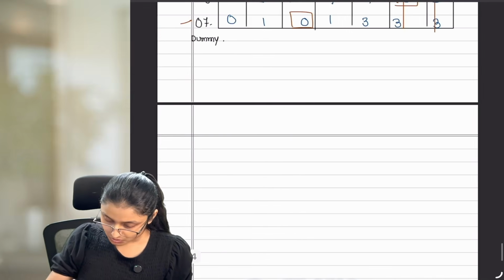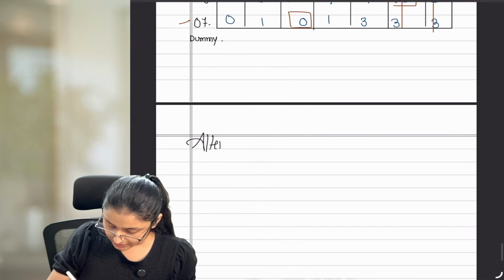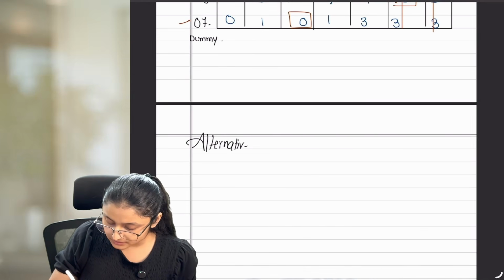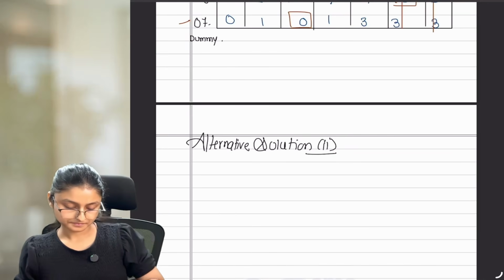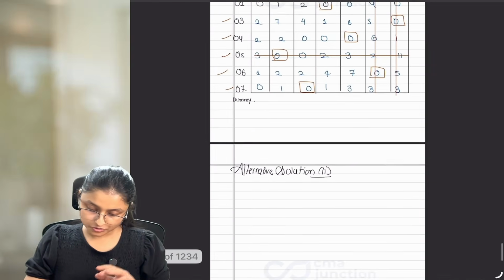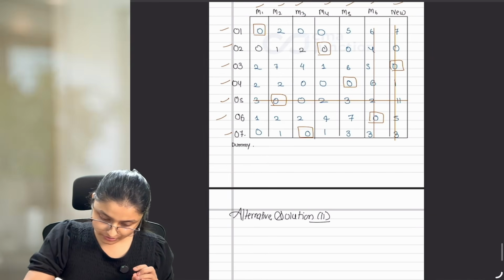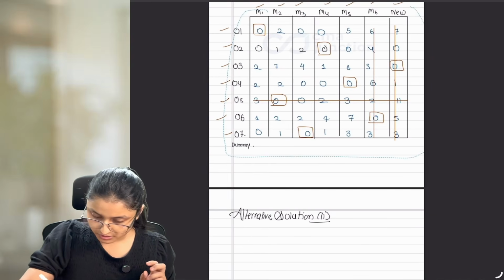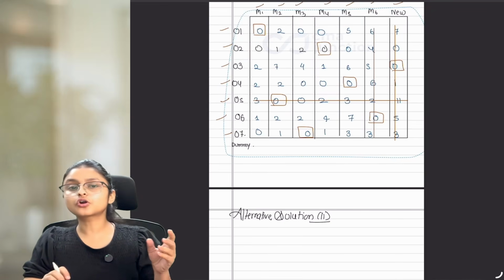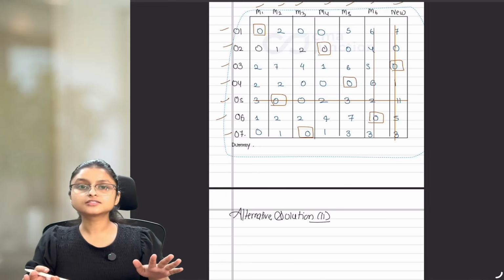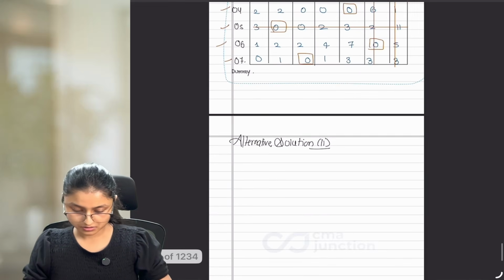Now I'm drawing alternative solution 2. In this question, the question is not asking us about the alternative solution. But as we are practicing, let's practice it. Why to leave it? I have to draw the same table again. So what I am doing is I'm taking it directly from here. It's just that you need to keep everything which was done through your row and column scanning. Other things you need to do it again. Okay?